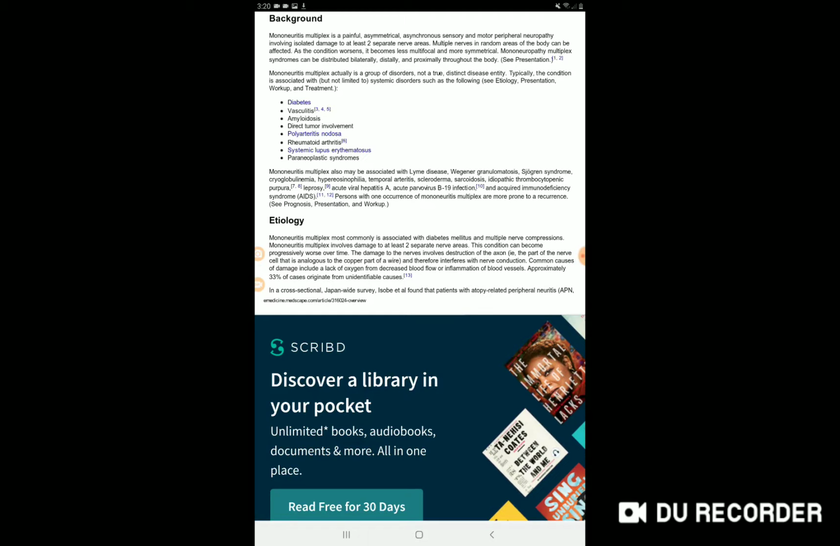Mononeuritis multiplex is a neuropathy. It is one kind of polyneuropathy. But the difference from polyneuropathy is that mononeuritis multiplex is painful and asymmetrical. Polyneuropathy is symmetrical and mononeuritis multiplex is asymmetrical. Polyneuropathy is synchronous, but mononeuritis multiplex is asynchronous. Mononeuritis multiplex can involve both motor and sensory nerves. Polyneuropathy can also involve both motor and sensory nerves.